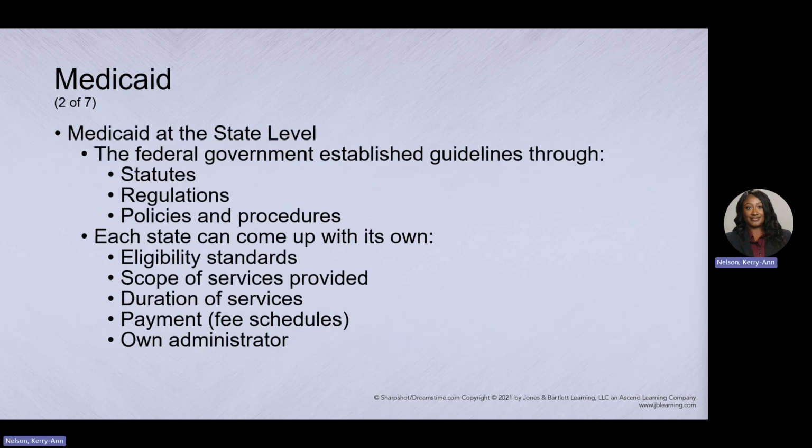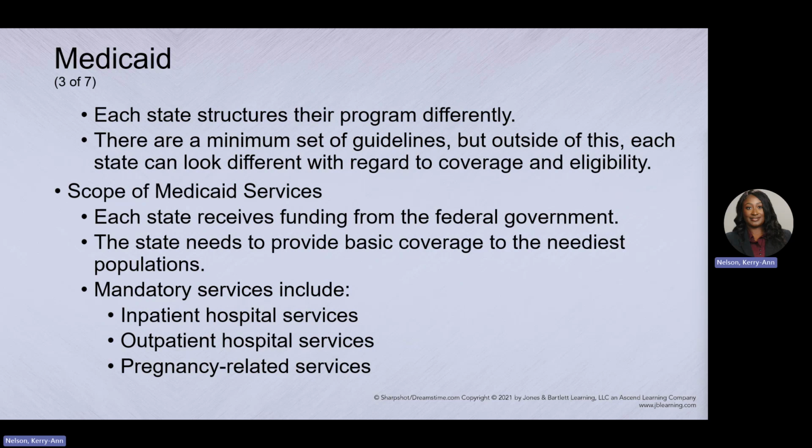Medicaid at the state level. At this level, the federal government established the guidelines through statutes, regulations, policies, and procedures. Each state can come up with its own standards in regards to eligibility, scope of services that will be provided, duration of services, the payment or fee schedules, and its own administrator. Each state basically structures their program differently. So there are a minimum set of guidelines, but outside of this, each state can look different in regards to coverage and eligibility.